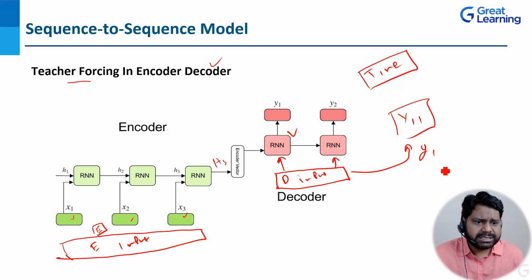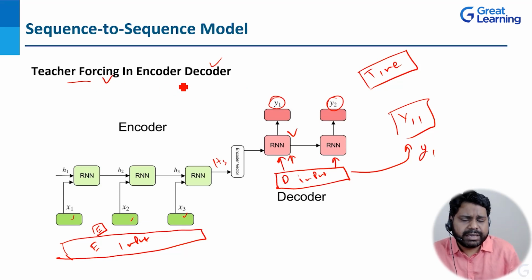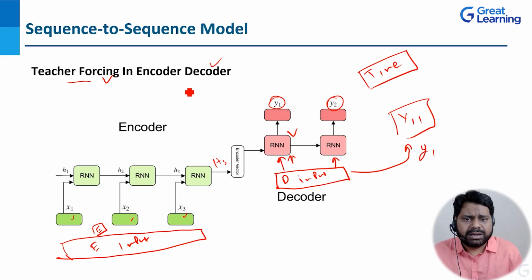Okay, the optimization technique will start working, and it will penalize the model. It will update the weights of the RNN model, and then it will refit itself so that it can generate y1. So this way we get better results by applying teacher forcing in the encoder decoder model, and it also stops the model from overfitting, as well as reduces the time taken to train the model.